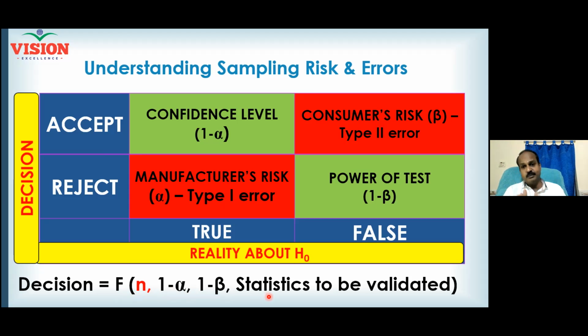My mean fat content is 15.8, but the requirement is 15. What is the difference in the statistics? 0.8. So the lower the difference, the higher the sample size required. The higher the difference, the lower the sample size required. So the decision of any hypothesis testing is always a function of all these things, and you should be able to play with them effectively.